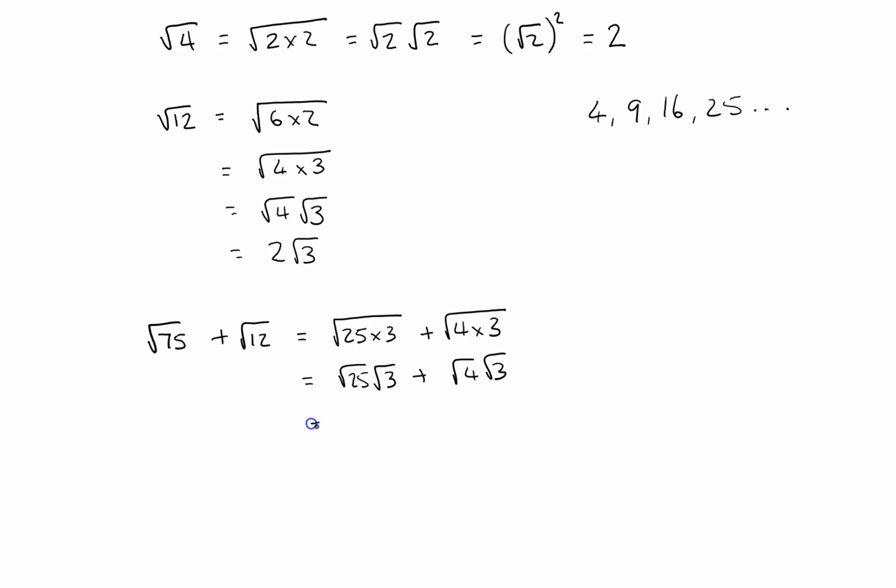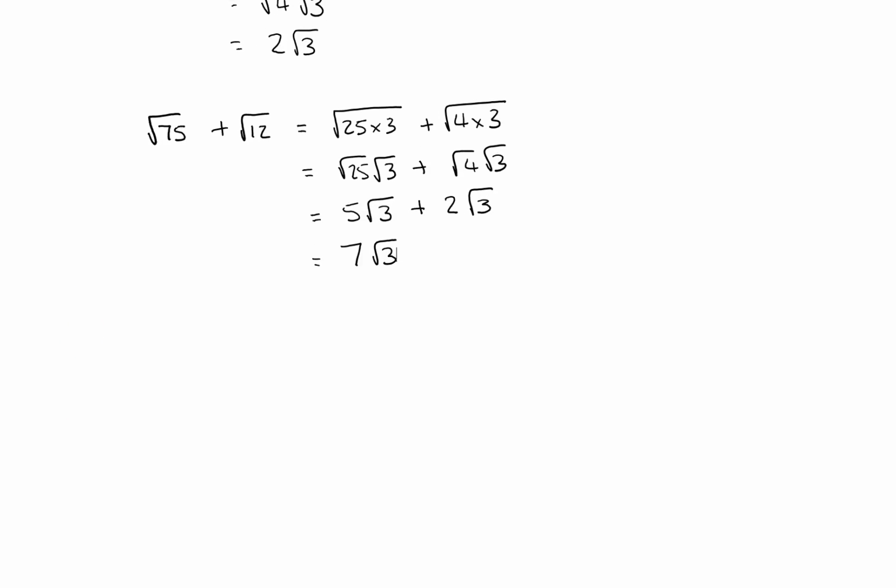The 25 we can square root, so we've got 5 root 3. The 4 we can square root, and we've got 2 root 3. Now, the root 3's here are like terms, and we can collect our like terms together. So we have 5 root 3's here, plus 2 root 3's there, so in total we have 7 root 3's.